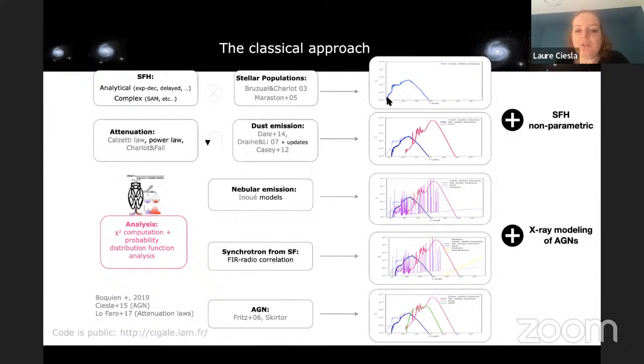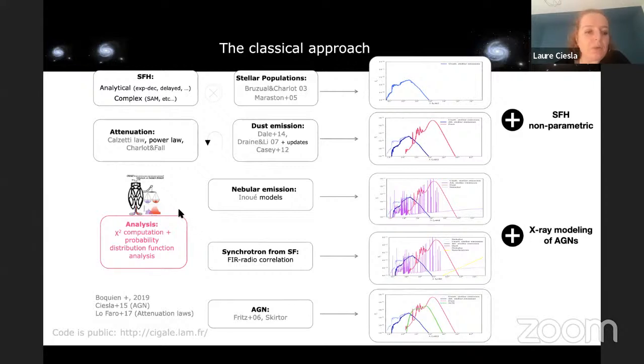But then you need to take into account the attenuation implied by dust that is present in your galaxy. So the effect is that you apply an attenuation law that will reduce here, and the energy that you see between the two blue curves is re-emitted in infrared by dust. You can add on top of this the emission lines and also radio emission from star formation, and you can also add the contribution of an AGN. So this is typically what SED modeling could do.